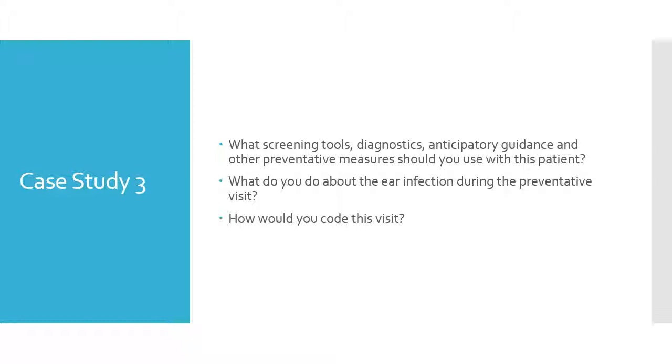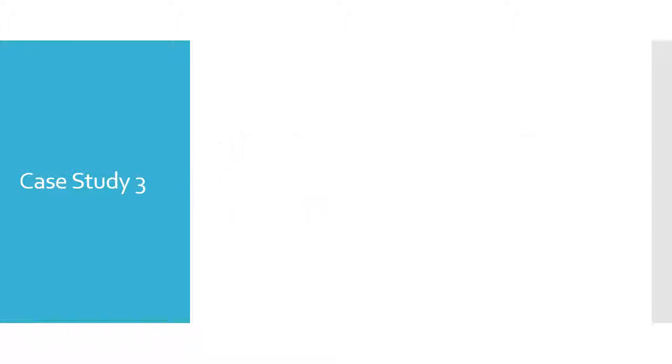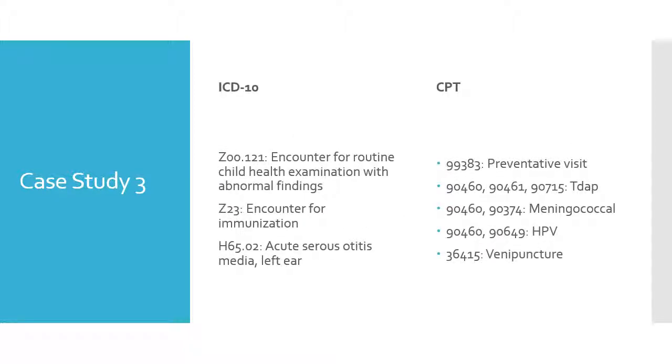During the 11-year-old visit, the patient needs to be screened for anemia and lipid disorders. She also needs vaccines. Since she's at her annual wellness visit, we do not have an additional code for sports physicals, so this would just be considered under the wellness diagnosis. And so: a normal encounter, an encounter for immunization, the acute otitis media, the preventative visit, the Tdap coding, the meningococcal coding, the HPV coding, and the venipuncture for her blood work.